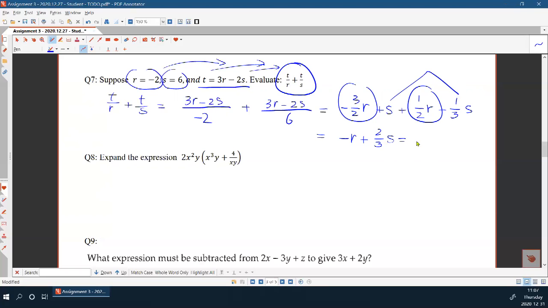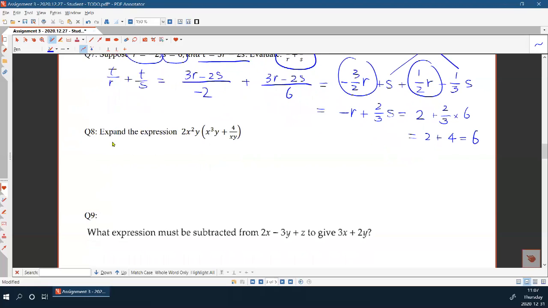And then we put R and S into this expression. First term becomes 2. Second term becomes 2 over 3 times 6, which is 2 plus 4, which is 6, right? Any questions? No? Okay, let's move to the next one.